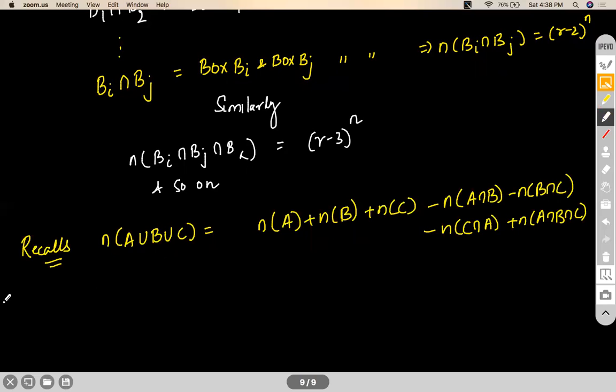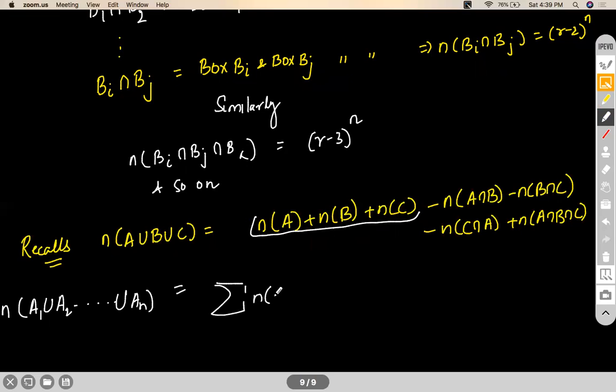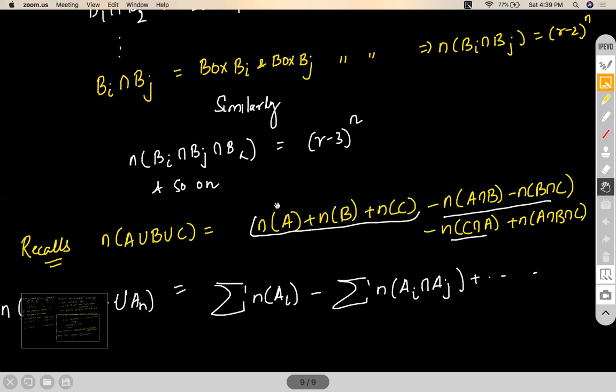So if you have more than 3 sets, let's say A1, A2, and so on till AN, this term can be written as summation of n(Ai). The same terms that you have written over here can be written as minus summation of n(Ai intersection Aj), and so on and so forth. That is what I have written over here.